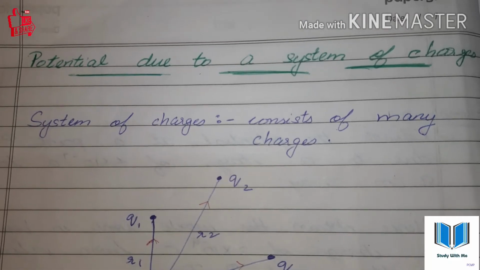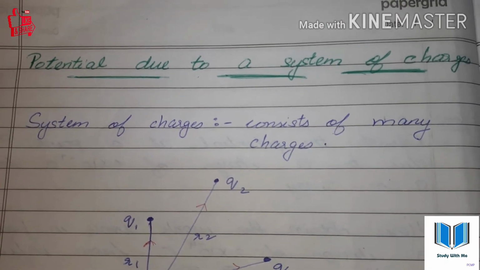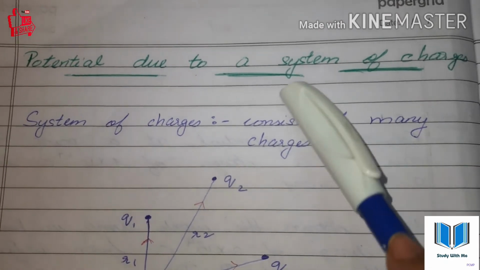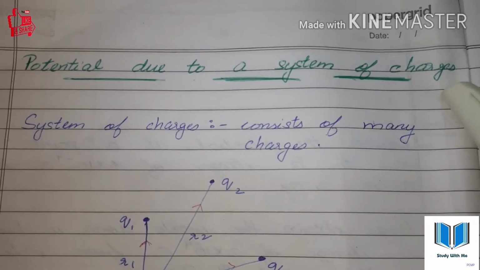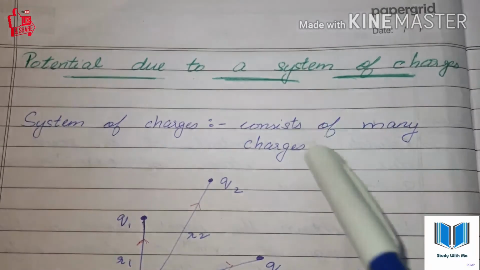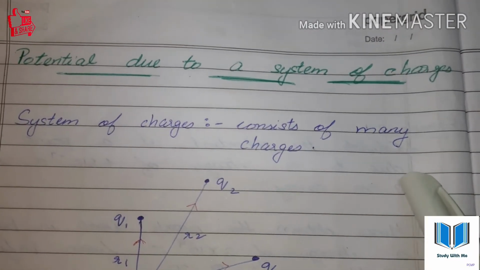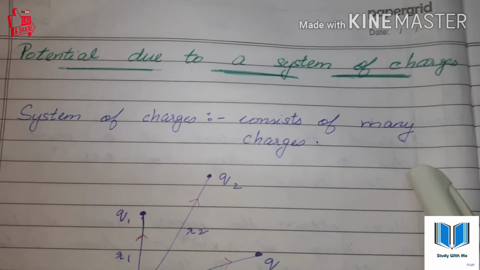Today we will discuss the derivation of potential due to a system of charges. As the name indicates, there is a system of charges, so we have to find the potential of those charges. A system of charges consists of many charges.